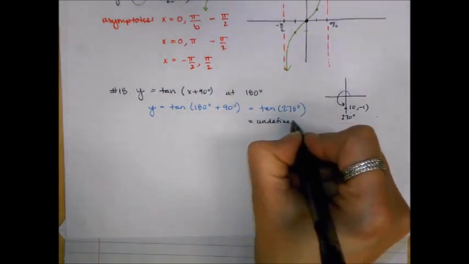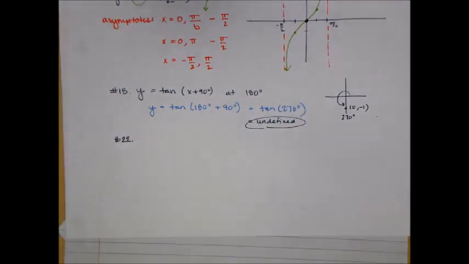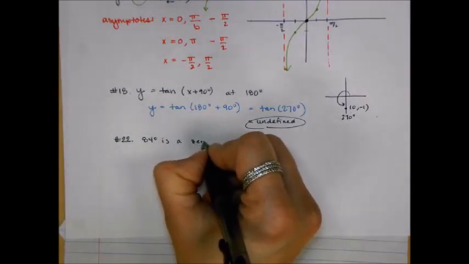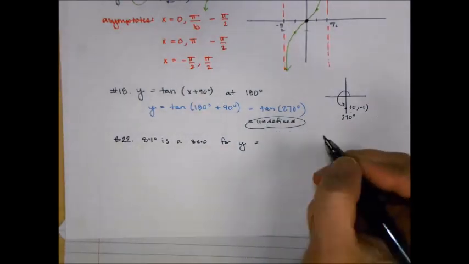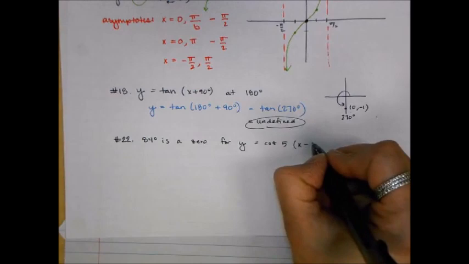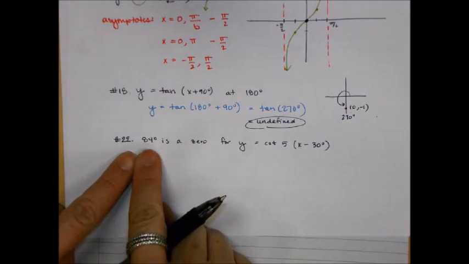All right, so we'll look at number 22, and in this section, it is true or false with justification. So you do have to show how you came up with your true or false answer. 22 says 84 degrees is a 0 for the function y equals cotangent of 5 times x minus 30 degrees. So if this is a 0, that means like an x-intercept. So is 84 degrees the x value here? So we're going to substitute that in.